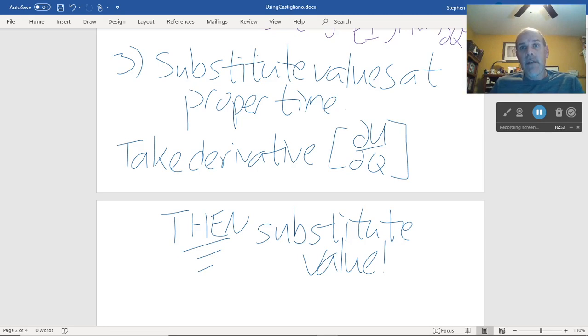Why is that? Because if you put in the value first, you'll see a number. And you'll say, ooh, derivative of number with respect to Q is 0. I got 0. And you got it wrong, right? You have to take the derivative, leave things as variables. I know a lot of students don't like to do that, but gosh, it's your friend, okay? Leave them in as variables, take a derivative, and then put the value in, okay? So those are my 3 basic rules for making Castigliano work, okay?